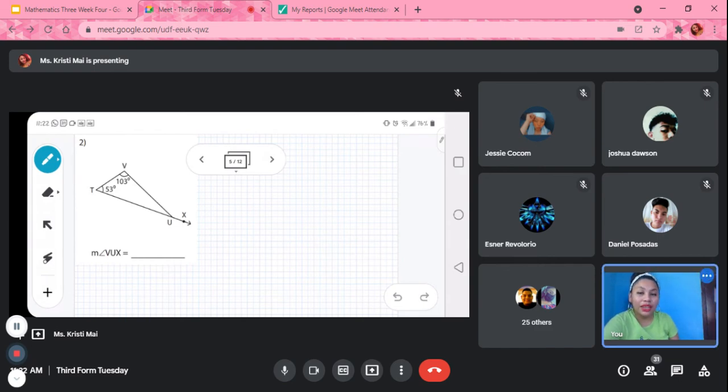In this one, I'm looking for VUX. So I'm looking for this angle right there, which is the exterior angle. So what would I do for this question?